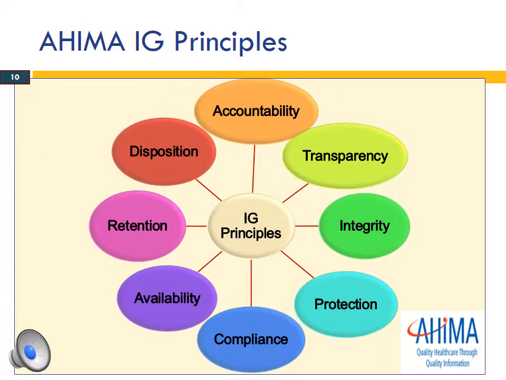Now that we have established how important information governance is for your business needs and clinical needs, let's move on to see how you can implement information governance for your practice. AHIMA has given 8 IG principles to be considered when implementing any IG process for your practice. These 8 principles are accountability, transparency, integrity, protection, compliance, availability, retention, and disposition. Now, the following slides will discuss these principles in detail.